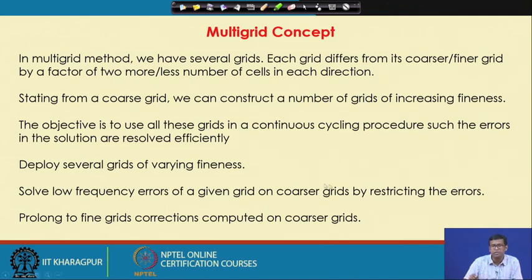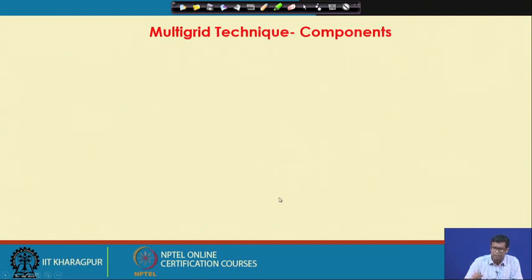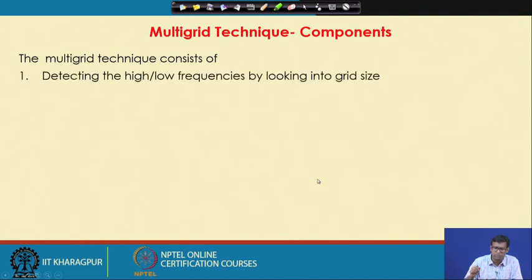So, first solve it on the coarse grid, where you will get a faster solution, then take the coarser grid solution and prolong it to the fine grid. The multigrid technique consists of these few steps.